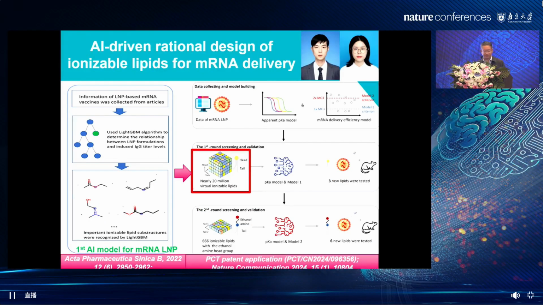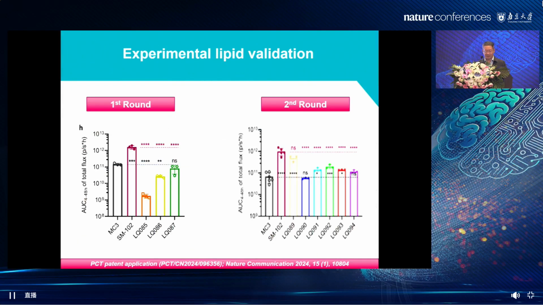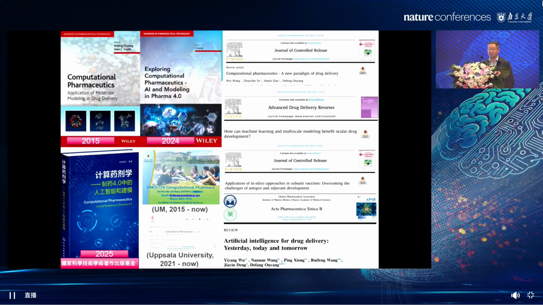Our group built the first AI model for mRNA lipid nanoparticles in 2021. We also built a 20 million ionizable lipid library and did virtual screening. We tested 9 molecules and got several positive ionizable lipid molecules. That is very interesting. Our group has worked in this area since 2011. We published the first book in this area in 2015, and the second version last year.